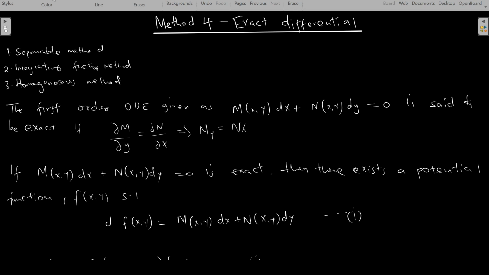Hello guys. This is the fourth method on how to solve ordinary differential equations. We have seen how to solve using the separable method, using integrating factors, and using a homogeneous method. Now we have the exact differential equation.